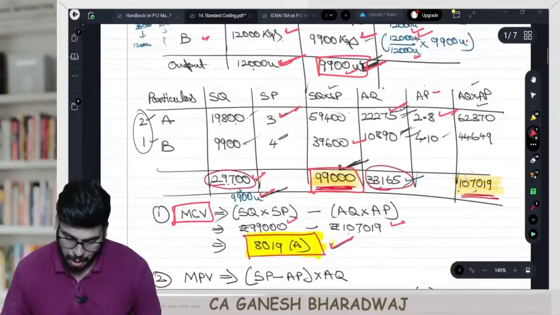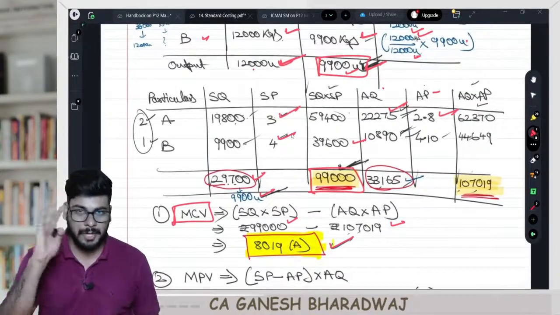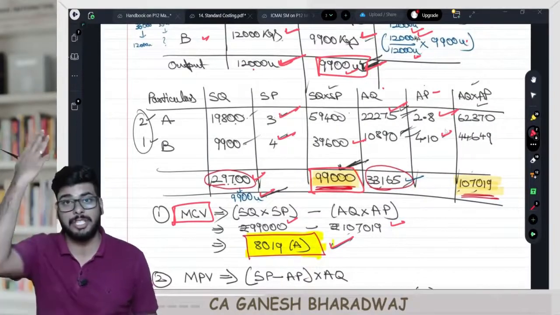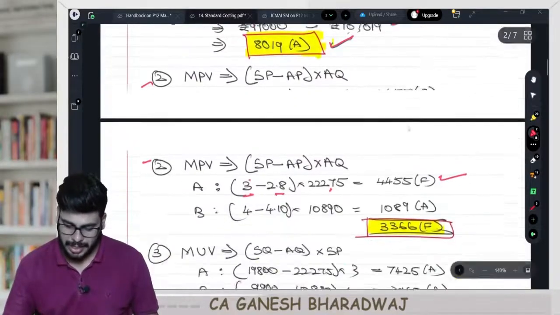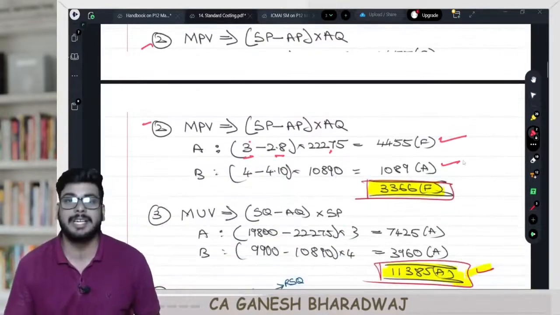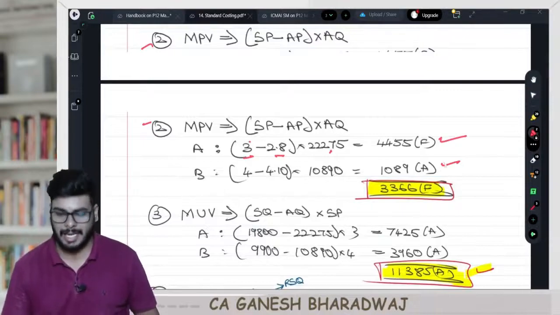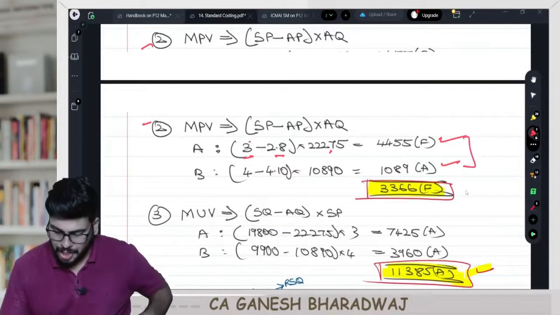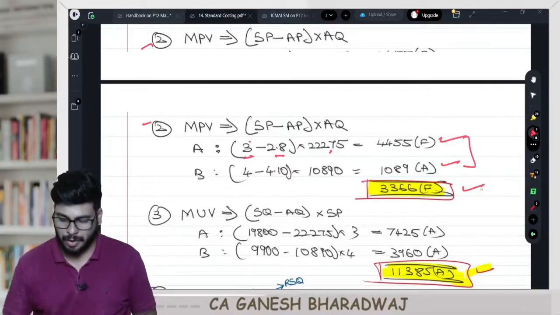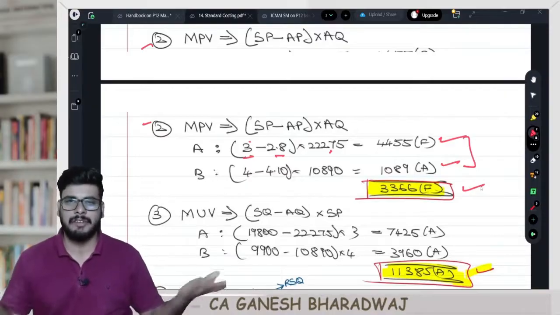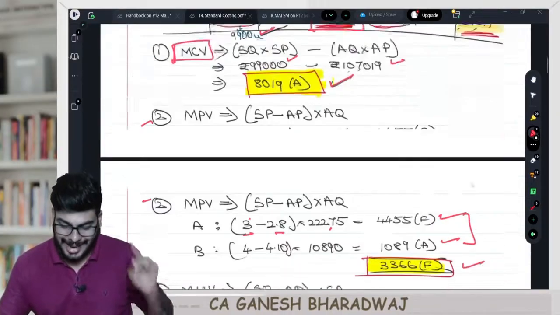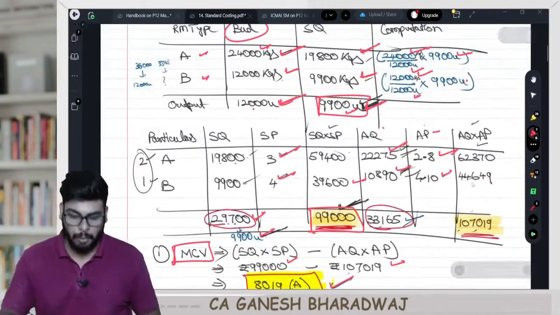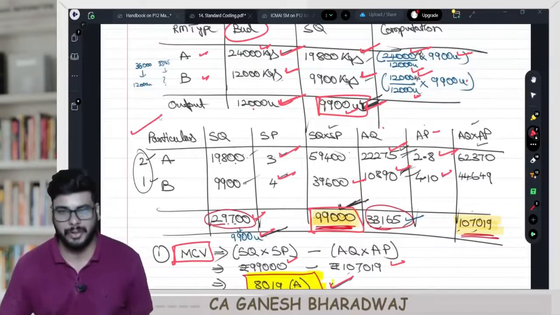Similarly for product B, it's going to be 4. You should have spent 4 rupees, but you spent 4.10. You've paid more. It's an adverse variance into actual quantity, which is 10,890. Look at this. You get 1,089 as adverse. So you knock these two off. You get a net effective favorable variance of how much? 3,366 favorable. Clear with this, guys? Just a matter of substituting the figures. See how easy it is. The entire crux lies in putting this table. Once you put that, it's just a matter of substituting the figures.